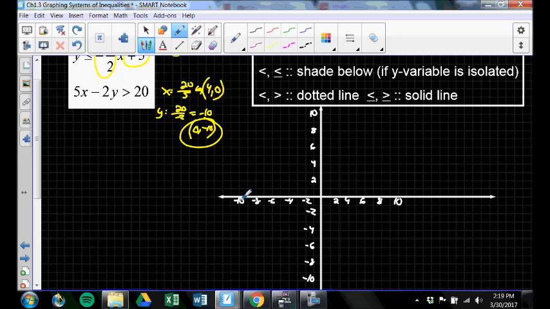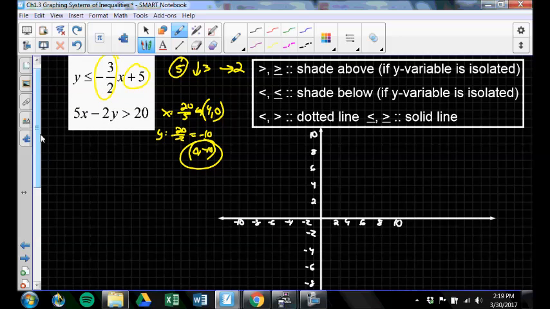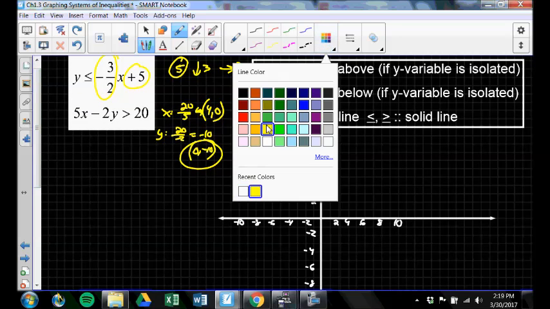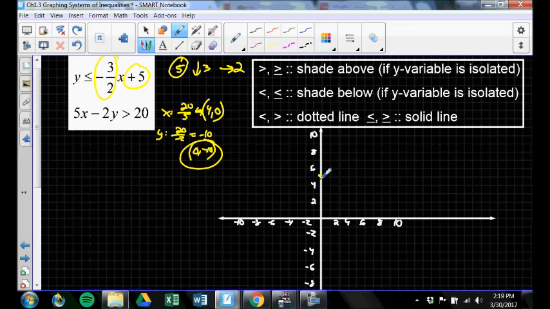Okay, let me graph the first line. The first line was negative 3 over 2 x plus 5. So it's going to start at 5, which is here, and go down 3, right 2. Down 3, right 2. My graph is off a little bit. It'll be here. Down 3, right 2, down 3, right 2. I can also go up 3, left 2, up 3, left 2. There.